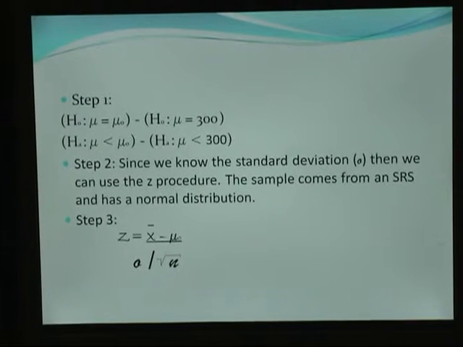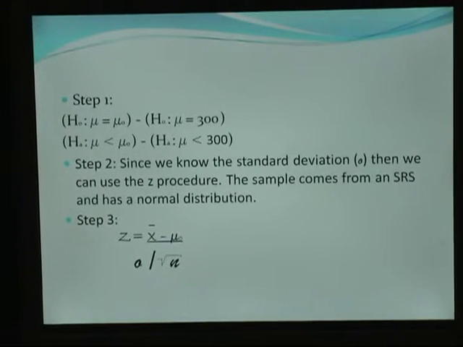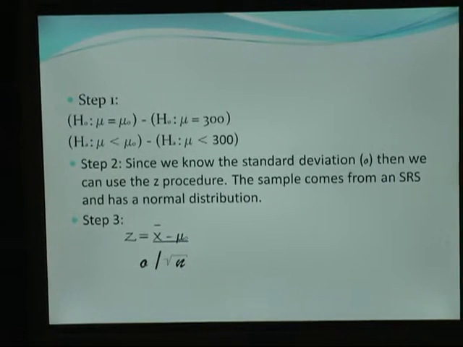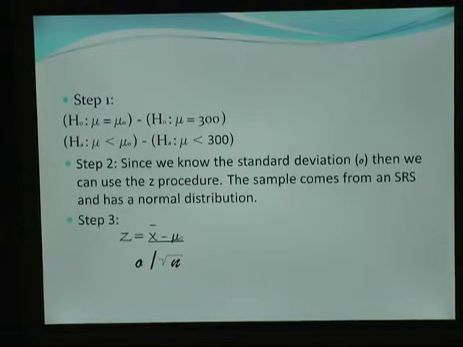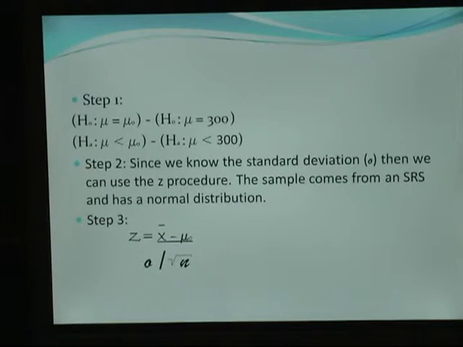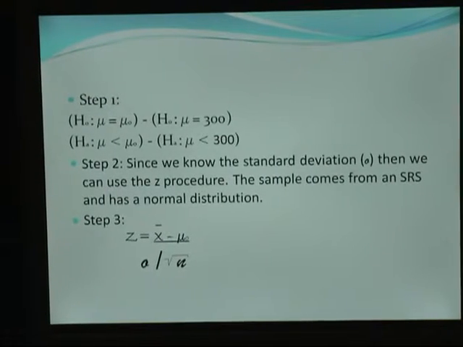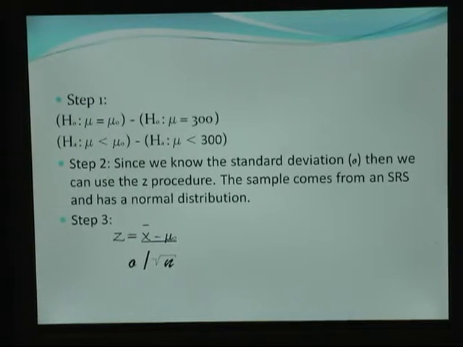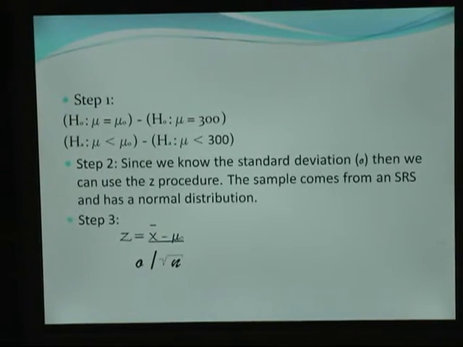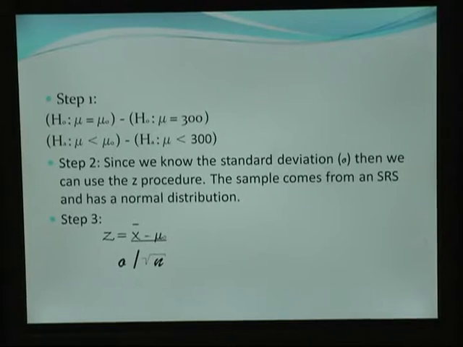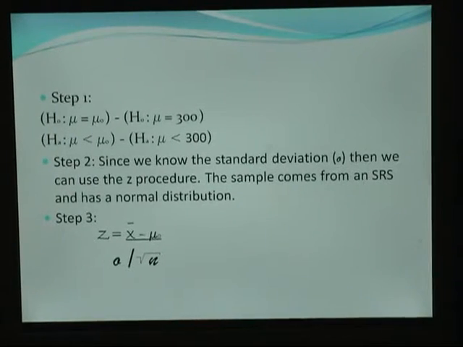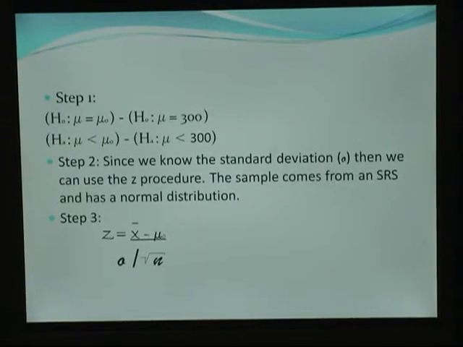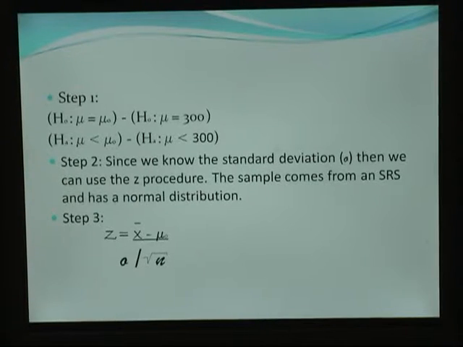Alright, the first step in solving this problem is to find the null and alternative hypothesis. The null hypothesis is mu is equal to 300, and the alternative hypothesis is mu is less than 300 because the inspector suspects that they are underfilling the bottles of cola. Step 2. Since we do know the standard deviation, we are allowed to use the Z procedure. The sample comes from an SRS and has a normal distribution because we are told so.